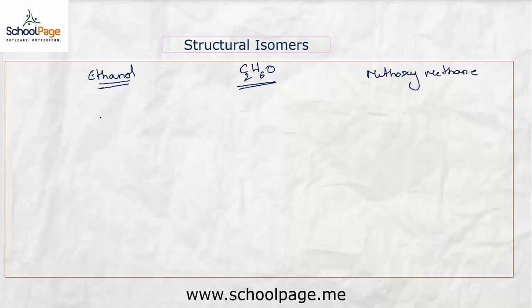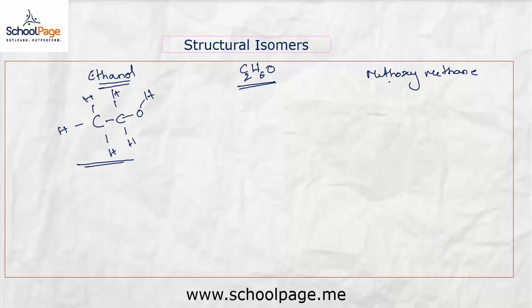The structural formula of ethanol now. So there are two carbon atoms, H, H and OH. So this is the structure of ethanol.